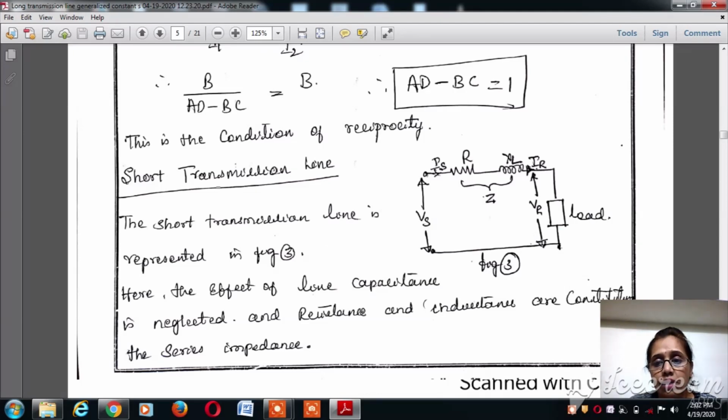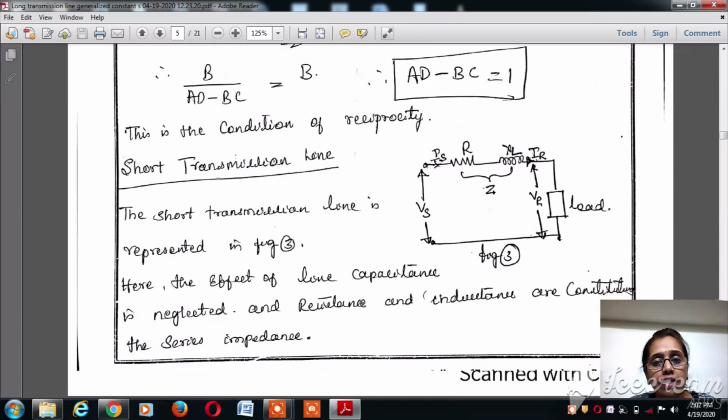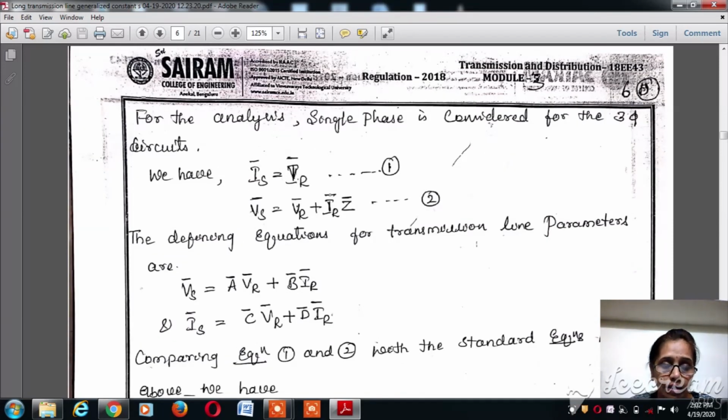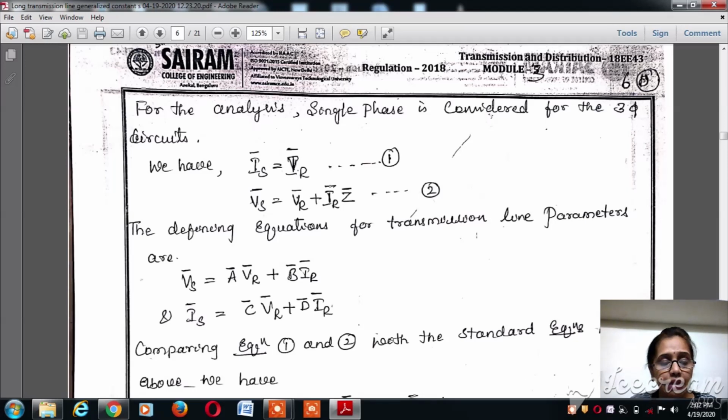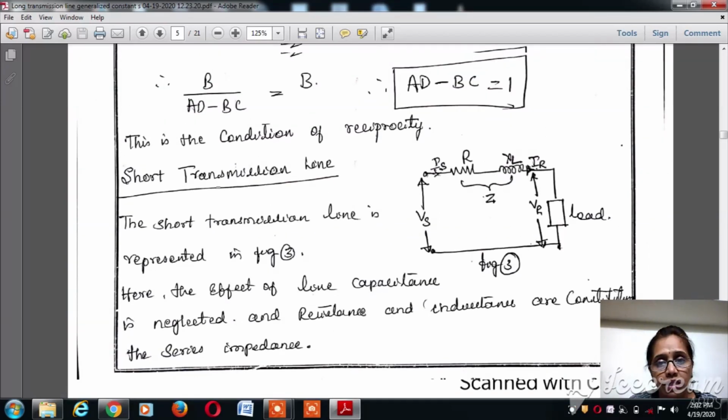VR is the receiving end voltage, R is the resistance of the network, and XL is the inductive reactance; together they constitute the impedance of the circuit. IS is the sending end current and VS is the sending end voltage. After drawing this equivalent diagram of the short transmission line, note that the effect of line capacitance is ignored, and for the analysis we consider the three-phase system as a single phase system, with one neutral and one line.